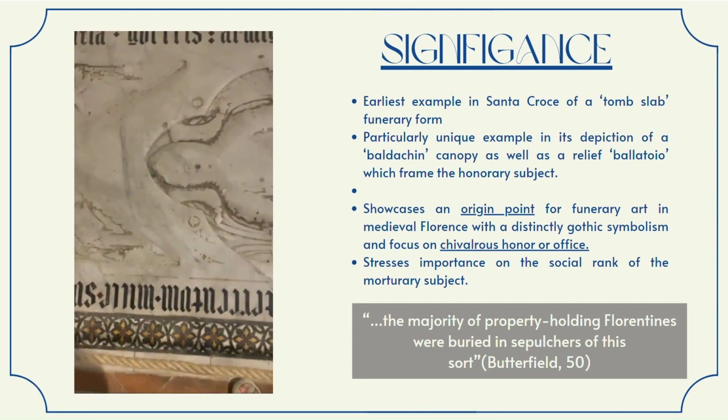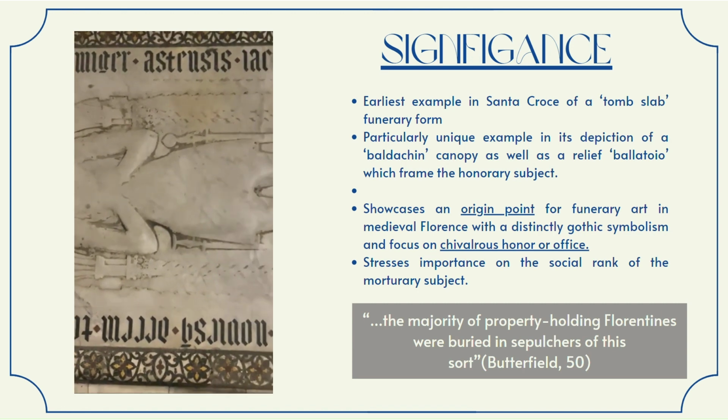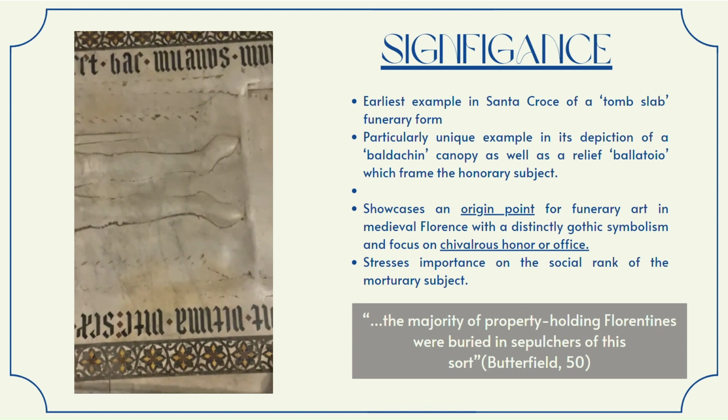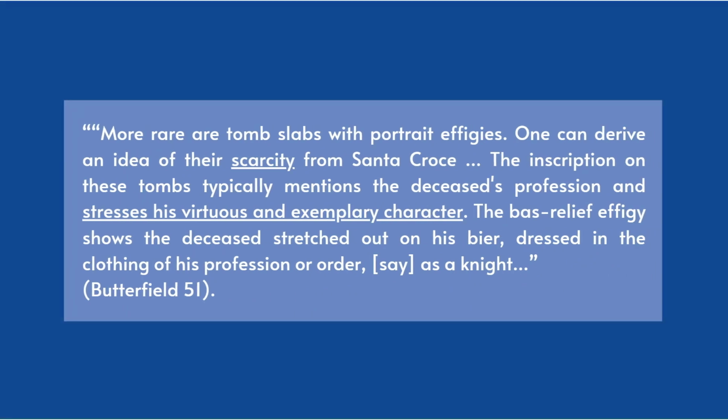It showcases an origin point for this kind of funerary art in medieval Florence, with its distinct representation of chivalrous honor or office, and the importance of social rank of the mortuary subject, that being the knight in the center of the picture. And Butterfield notes in his infamous essay that the majority of property-holding Florentines were buried in sepulchres of this sort, though none kind of as complex and as wonderful as Ubertini's. And here is a quote to consider from Butterfield's essay.